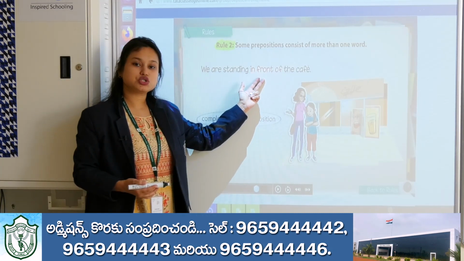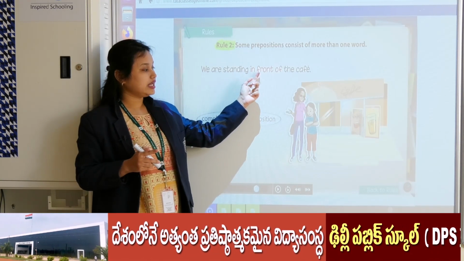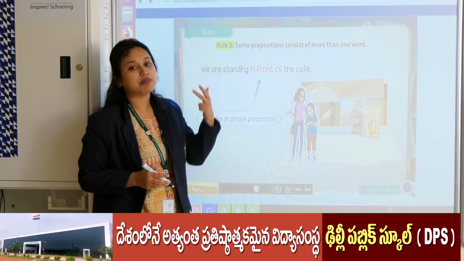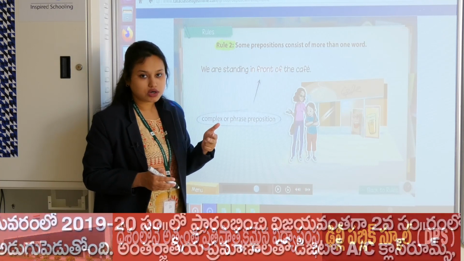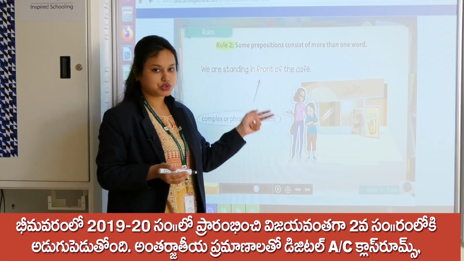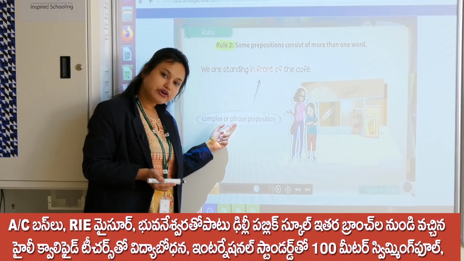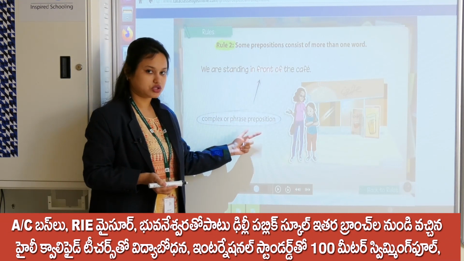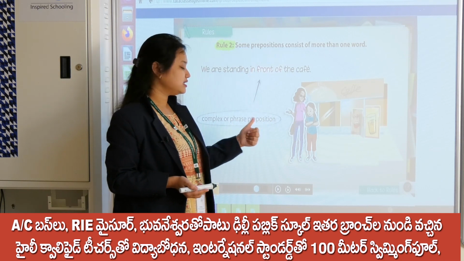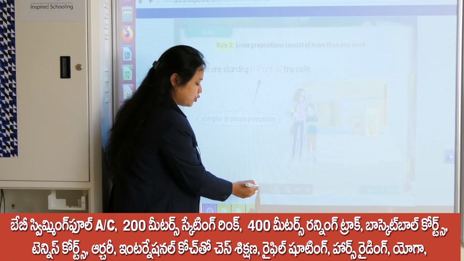Again, this is a preposition suggesting place and it is not one word. How many words are there? In front of, 3 words are there. So whenever the preposition is of multiple words, more than one word, what do we call these prepositions? We call them complex prepositions. So this is one of the complex prepositions, or otherwise we can call it a phrase preposition, okay? Complex or phrase preposition. More than one word means complex or phrase prepositions. Let's have a look at some more examples.